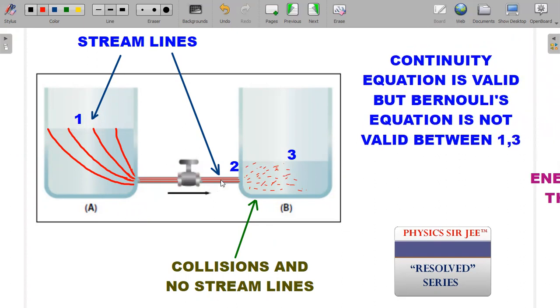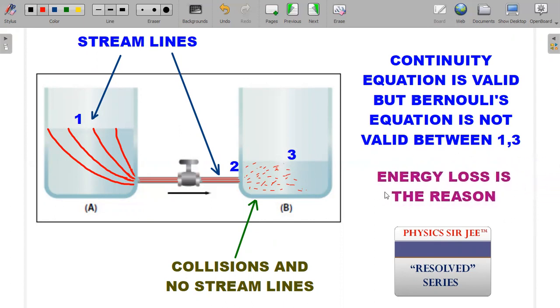Just to conclude, the continuity equation is valid from 1 to 2 and 2 to 3. The continuity equation is never related to energy conservation. It's related to mass conservation. So the student solution that I have written in method 1 is valid continuity-wise from 1 to 3, but the Bernoulli part is not correct. Energy loss is the reason for invalidity between 1 and 3.